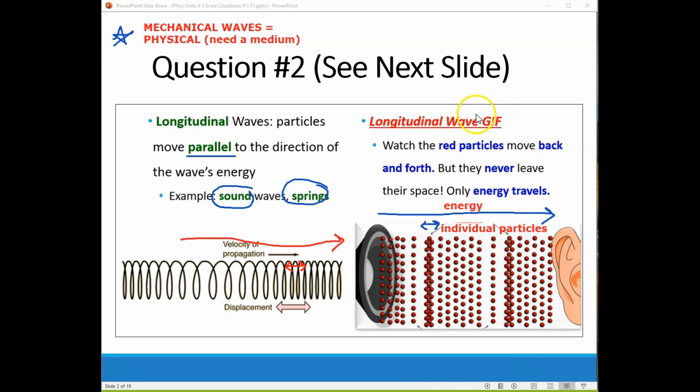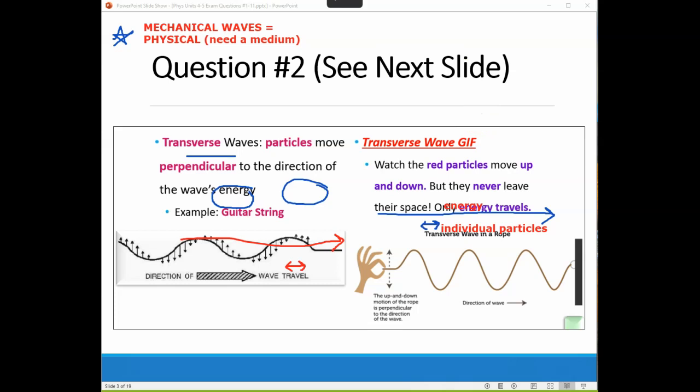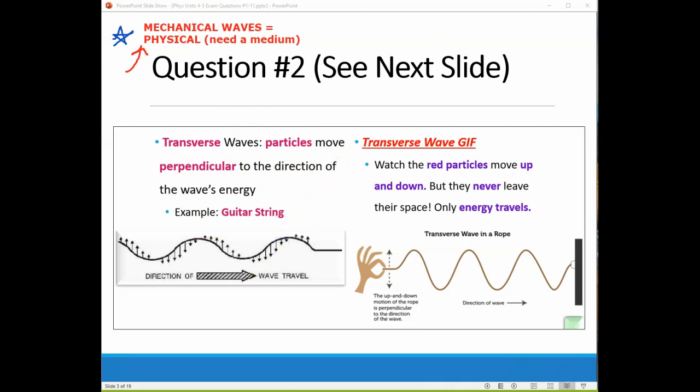All right, let's go ahead and now take a look at transverse waves. So let me erase all this stuff. Again, transverse waves are still mechanical, so again, they are still physical. They still require a medium. But this time, when we talk about transverse waves, their particles actually move perpendicular, which means they're going to move kind of in the 90-degree angle.